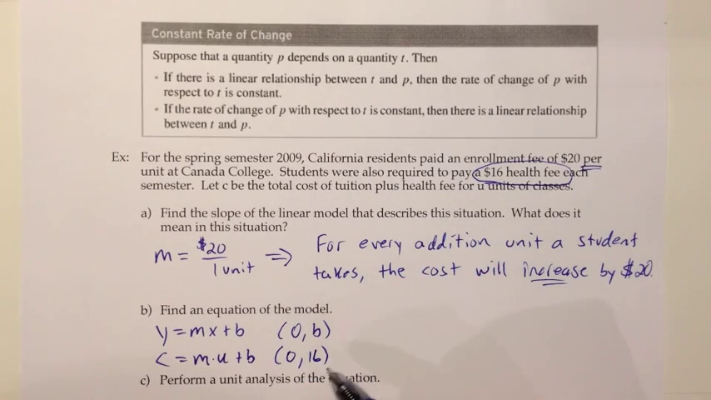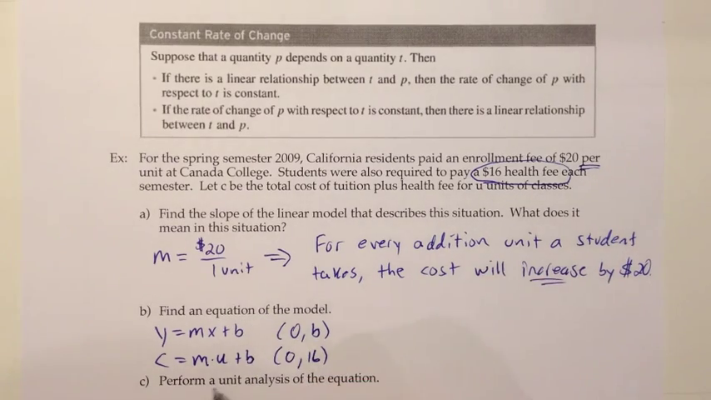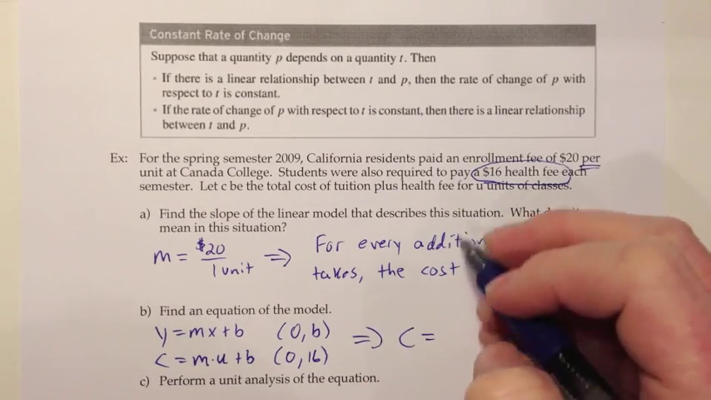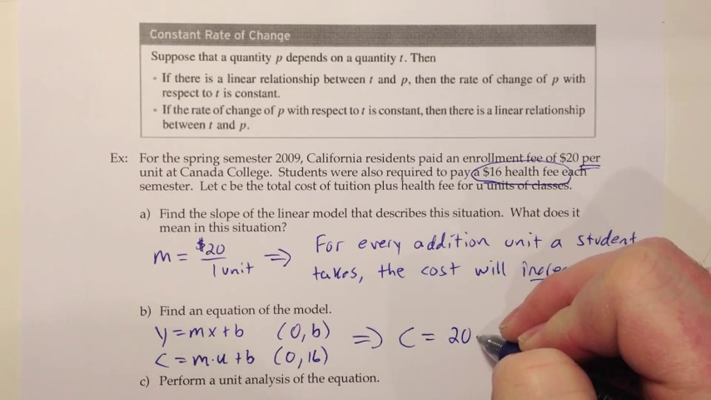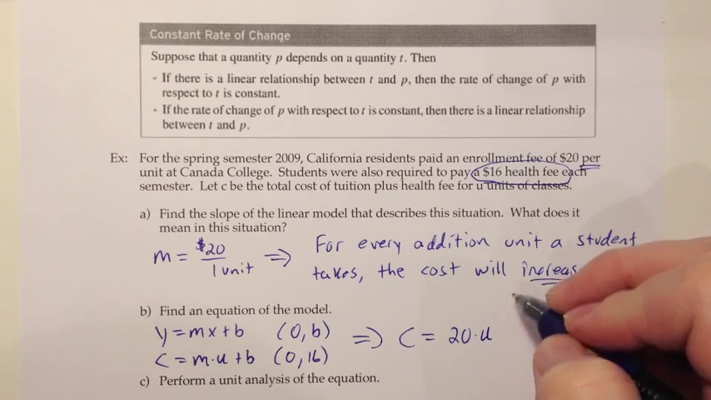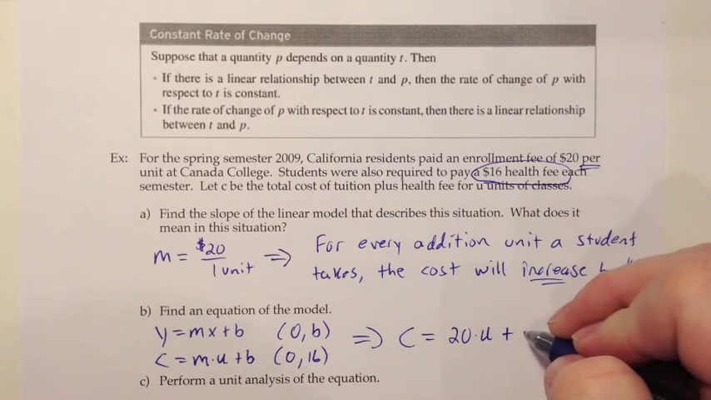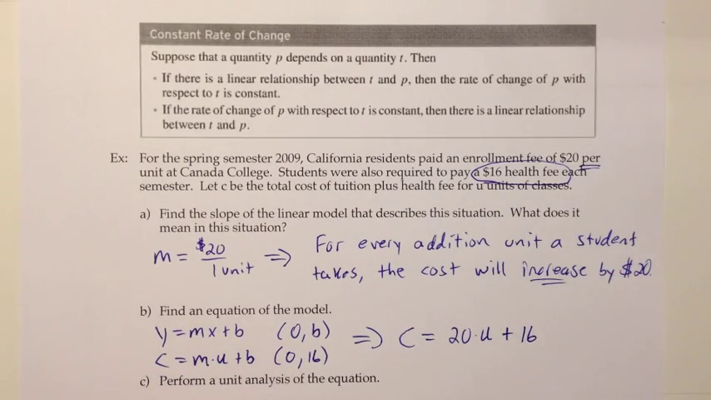0, 16. So now we know that our b is 16 and our m is 20, so we can write our equation using the variables of this problem and say that C equals the slope, which is 20, times the number of units that you're going to take, plus the fixed cost, or the y-coordinate of the y-intercept, which would be that $16. So there's our equation.